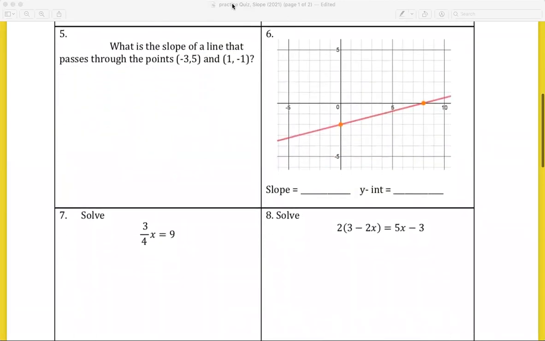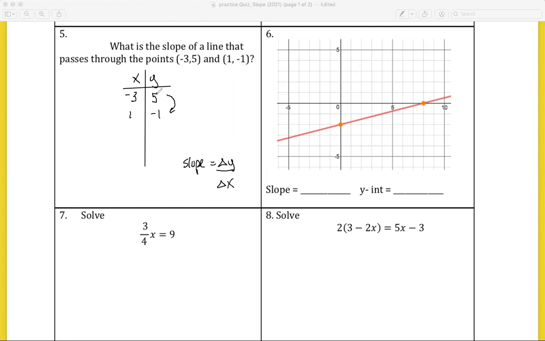What is the slope of a line that passes through the points (-3, 5) and (1, -1)? Well, let's make a table. To find the slope, I need the change in y over the change in x. And if I put these points on a table, -3 is the x, 5 is the y, 1 is the x, -1 is the y.